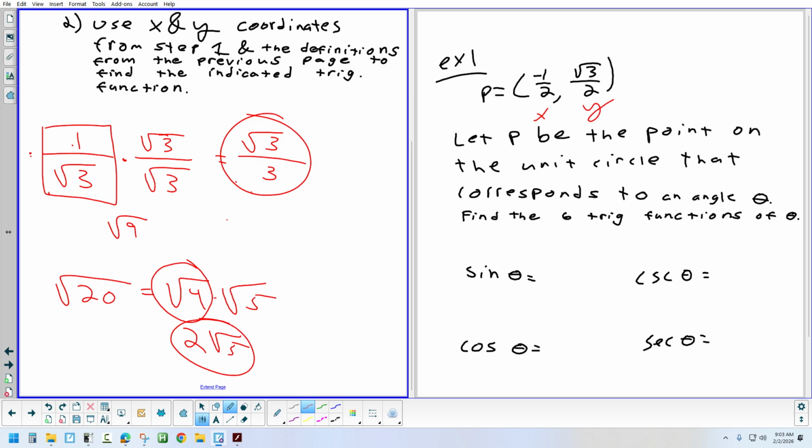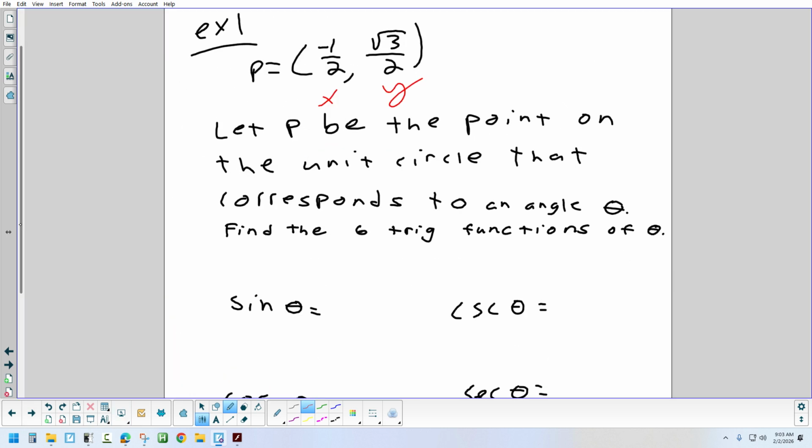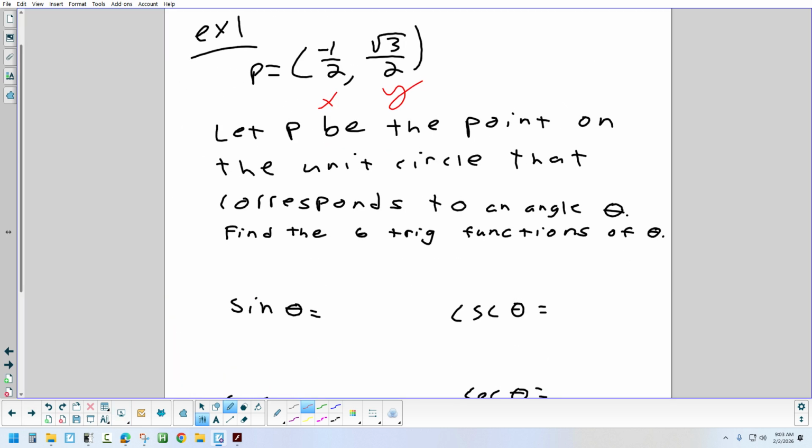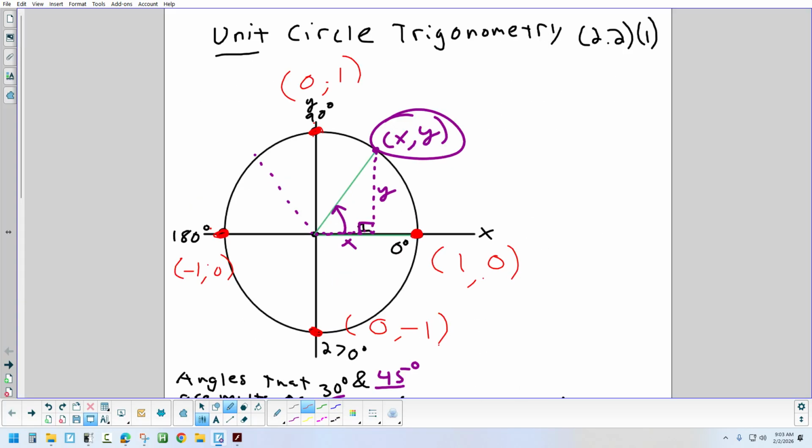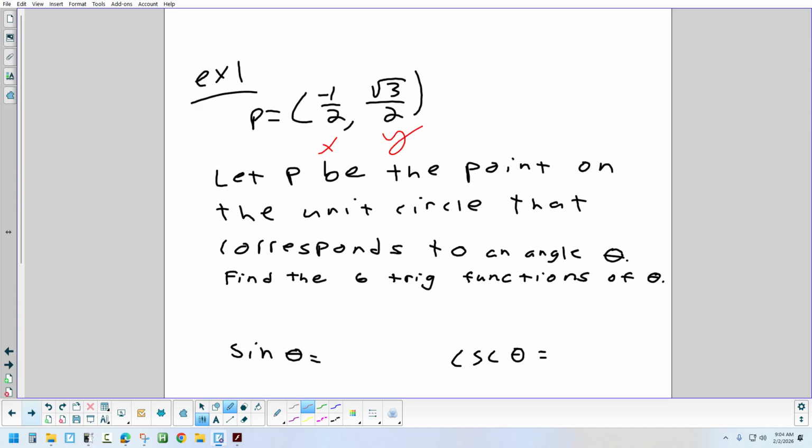Okay, so let's look at our first question. It says, let P be a point on the unit circle, and that point represents an angle. What angle does it represent? Well, let's go back and look at our diagram. Look at the coordinate, -1/2, root 3 over 2. Does that look like any of the 4 coordinates that we wrote in red? No, it's not. So that coordinate is not the coordinate for 0, 90, 180, or 270. What is it the coordinate for? It doesn't matter. You don't need to know that right now. All we know is that it is the coordinate for something.